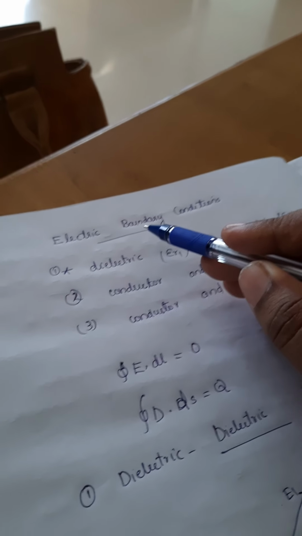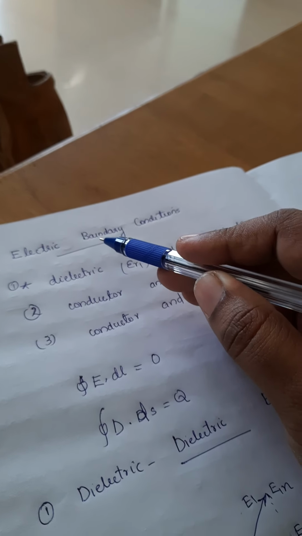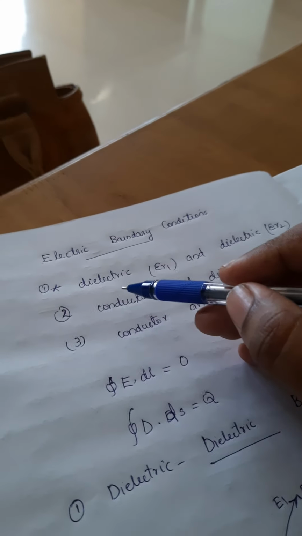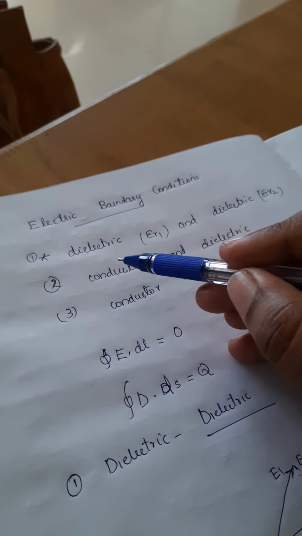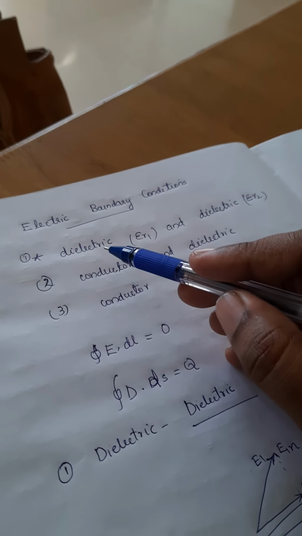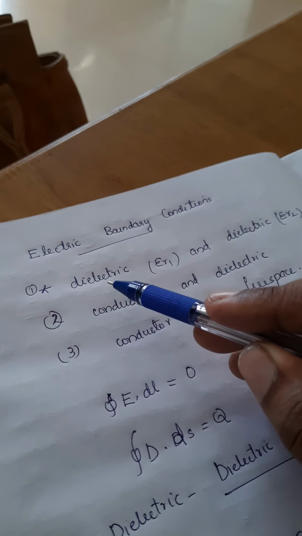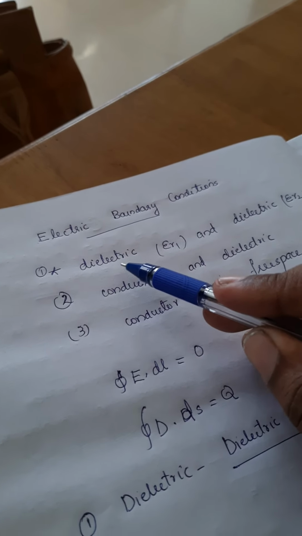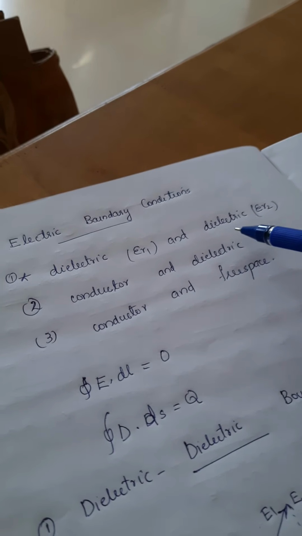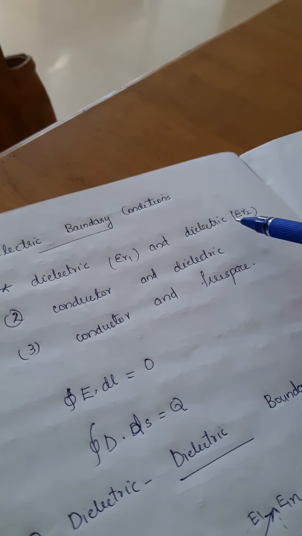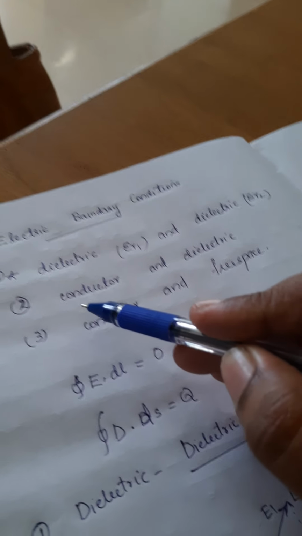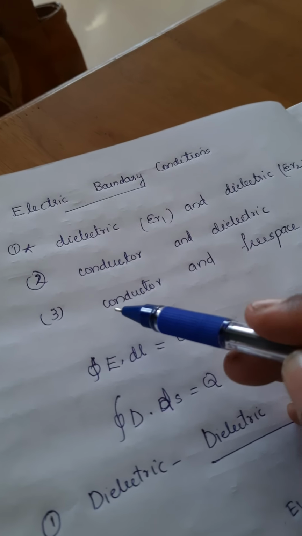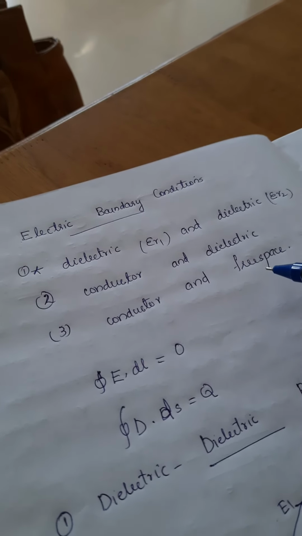This boundary condition is helpful for finding the electric field in one region if the electric field in another region is known. Here we have considered three different media for deriving the electric boundary conditions. The first is dielectric and dielectric media, with dielectric one characterized by epsilon R1 and the second by epsilon R2. The second case is a conductor on one side and a dielectric on the other. The third case is a conductor on one side and free space on the other.